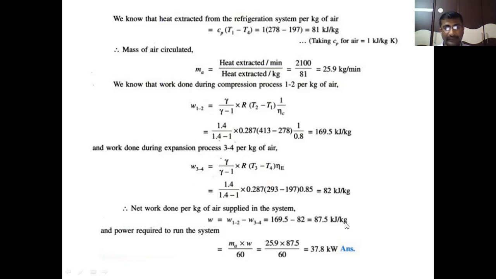Then total work is equal to 87.5 into 25.9 kilojoules per minute. MA into W divided by, if we convert it into seconds, by 60. Then we will get 37.8 kilowatts of power needed for the system. Total power needed for the system is 37.8 kilowatts.